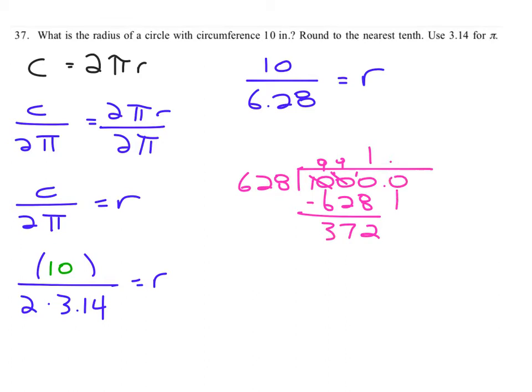So now we annex a 0 and bring it down. How many times does 628 go into 3720? Well, this is how I'm estimating it here in my mind. This 6 is going to go into this roughly 36, 6 times. So I'm going to do a little multiplication over here and see if I can actually do it 6 times. 628 times 6.